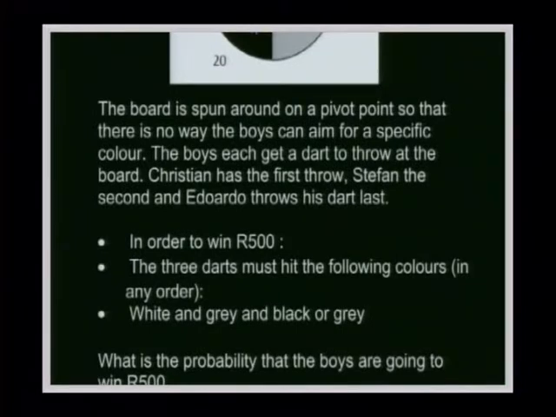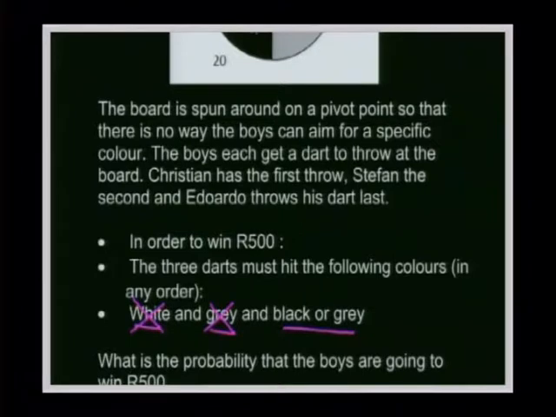In order to win 500 Rand, the 3 darts must hit the following colors in any order. So the colors are white and gray, and then black or gray. So each one of the boys has got a chance, and it can happen in any order. So Christian can hit the white, or he can hit the gray, or he can hit the black or the gray. But then as soon as he has hit once, let's assume he has hit the white, then the next 2 boys, when they choose, must not hit the white. It can be gray or black and gray, and as soon as that's out of the question, then we need the last one to hit black or gray.